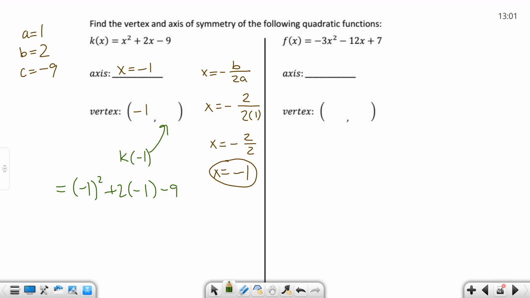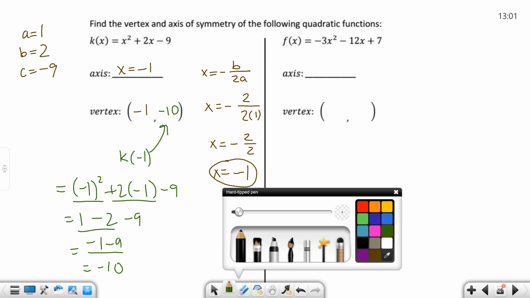Negative 1 in parentheses squared plus 2 times negative 1 minus 9. So negative 1 squared is going to be 1. And then minus 2, when I multiply that together, minus 9. That's its own term, right? Go ahead and multiply that. 1 minus 2 is negative 1 minus 9. Put that together and you get what? Negative 10. And that's what this is, negative 10. So the vertex is negative 1 comma negative 10. All right?